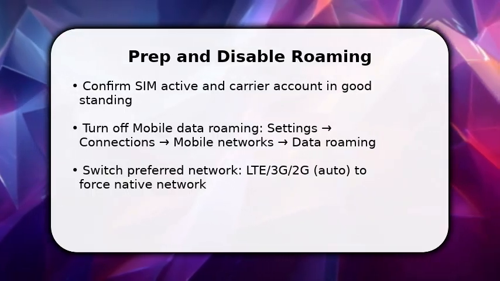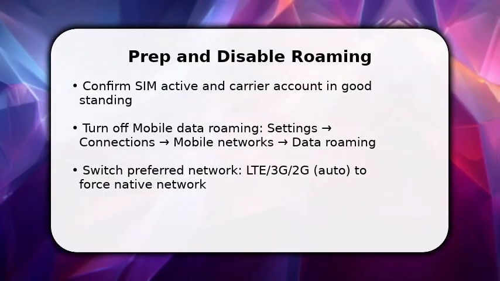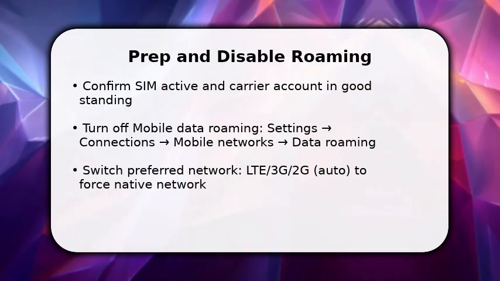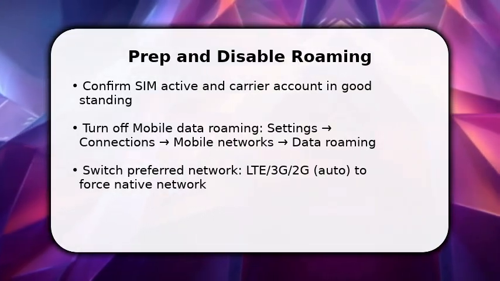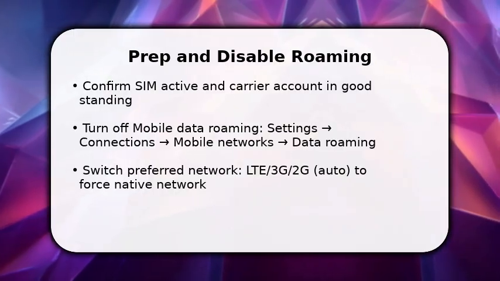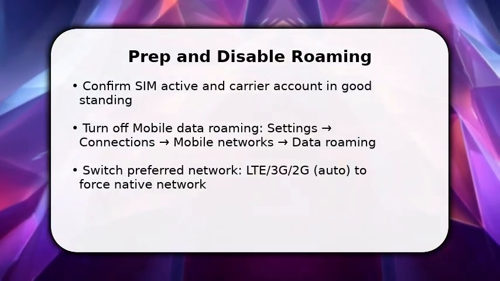Then change preferred network type to LTE/3G/2G auto to force the phone onto the carrier's native radio. Once done, reboot the phone to re-register. Rebooting forces a fresh attach and often clears transient R flags, so you can continue to deeper fixes.